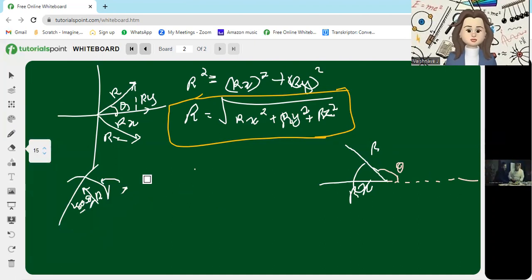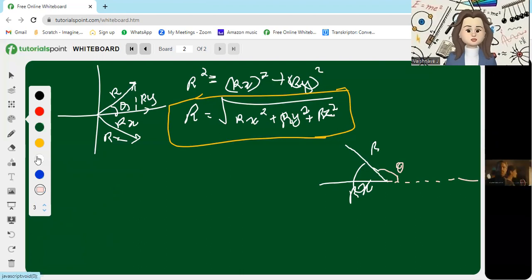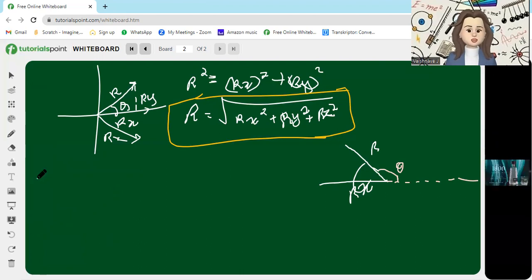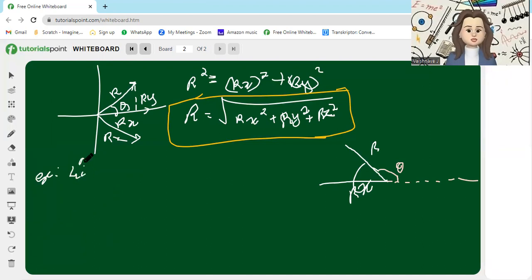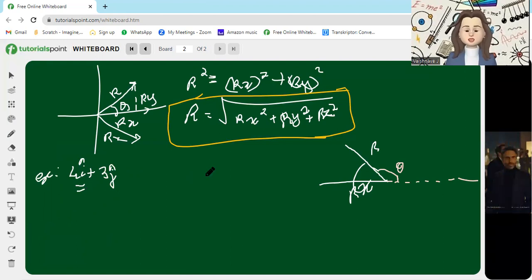So, I hope we are clear with the magnitude and this way. Now, I think it's good if we solve at least one problem, an example related to magnitude. Example, let's give 4i cap plus 3j cap. Now, I told you what i cap and j cap mean: 4 units towards your east and 3 units towards your north in the x-axis and y-axis plane.